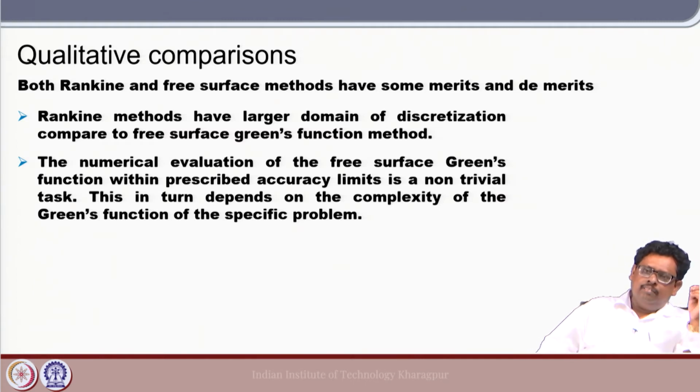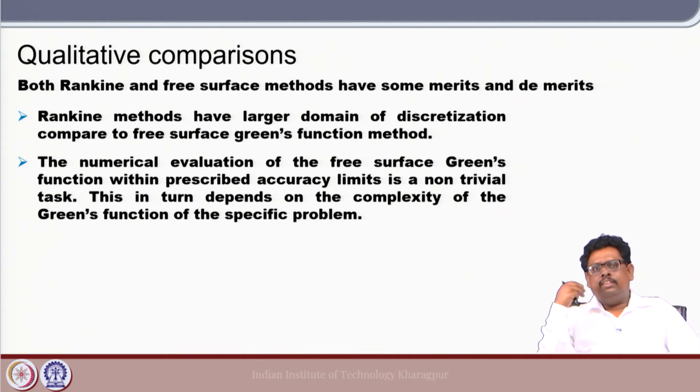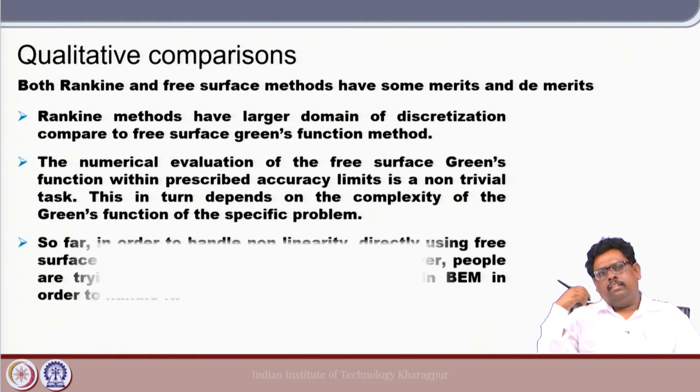complicated. So, this is something more difficult compared to the Rankine part, because in the Rankine panel method, though we have to discretize the free surface as well as the body, the evaluation of the Green's function is a little bit simple, because here you only deal with the 1 upon r part. However, here we have to deal with the complex free surface Green's function part also, right. So, therefore, we have some advantages and some disadvantages, both are here, right.